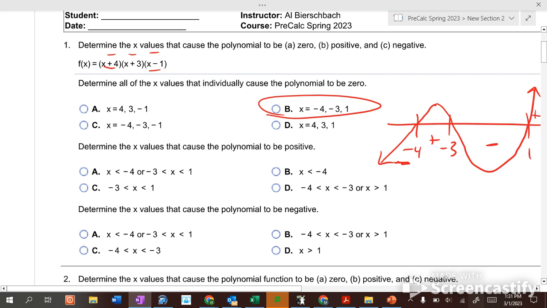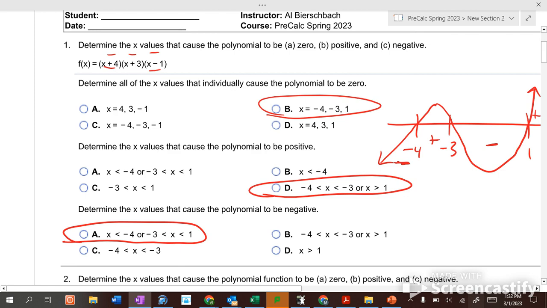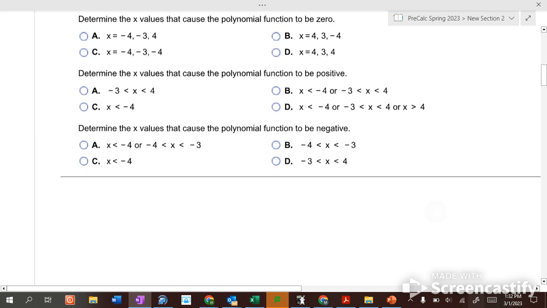Okay? So where is it negative? Well, from -infinity to -4, or x is less than or equal to -4, or less than -4, and then in between -3 and 1. So that's negative, that's positive. I want to go negative. So there's the negative ones. The positive ones are in between -4 and -3 and past 1. So there's that. Okay, so that's how you'll answer the first couple.